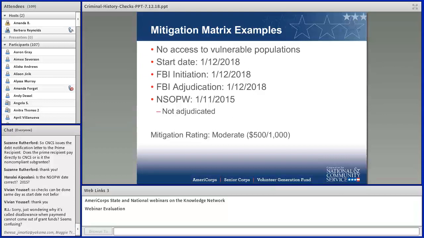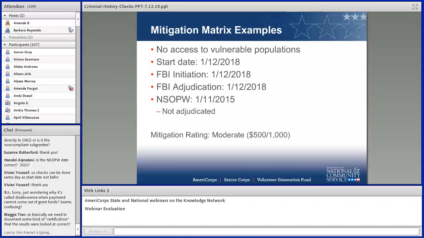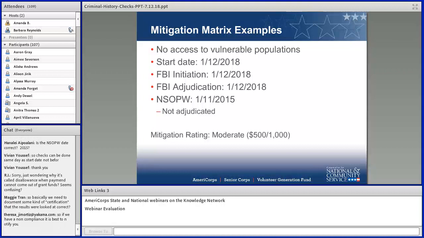Sorry, just wondering why it's called disallowance and payment cannot come out of grant funds. Seems confusing. That is just the term that we call it and it's been cleared by our attorneys. Yeah, I see what the comment means, because allowable costs are something we talk about with grant funds, but we're talking about disallowance, and it's actually not grant funds that are the penalty. That makes sense.